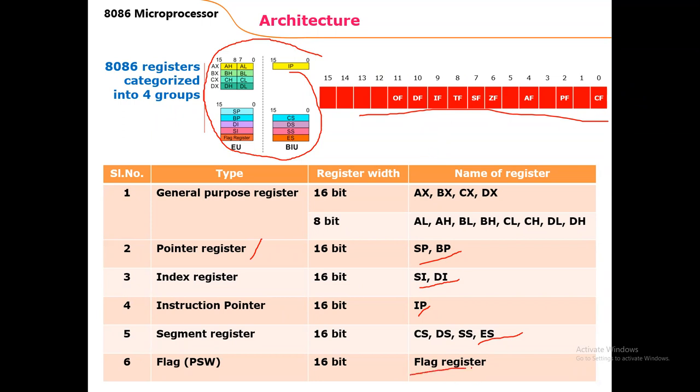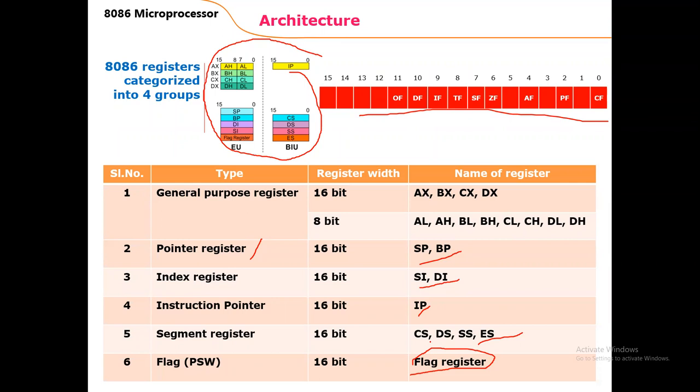Flag register, how does it work? Flag register is 16 bit, but active in 9. What is the main function? Flag register, you know what the purpose is: if your carry flag is high, then the flag register carry is high.